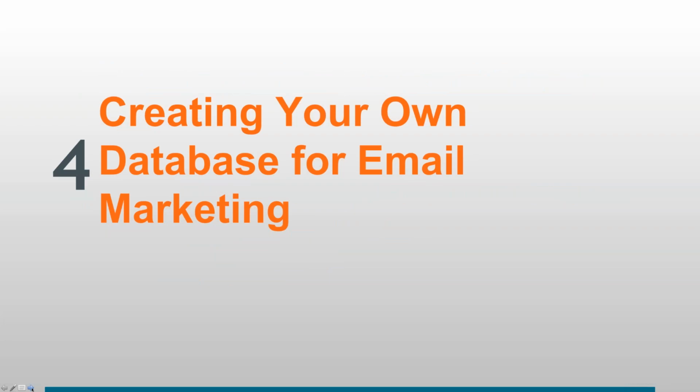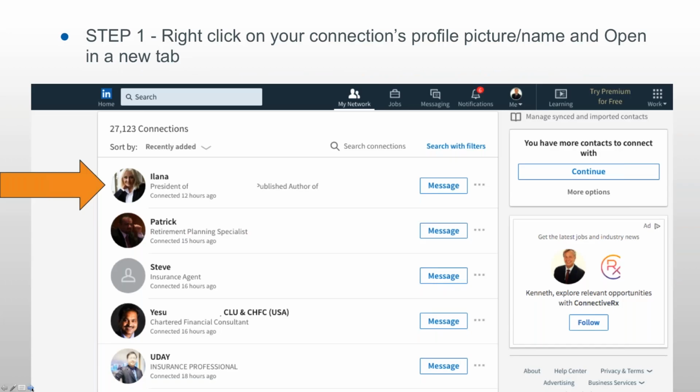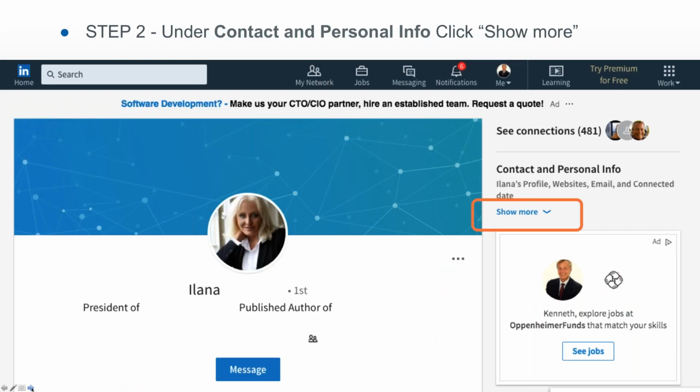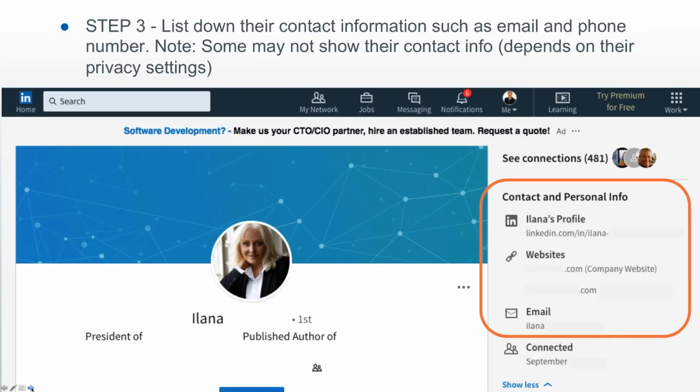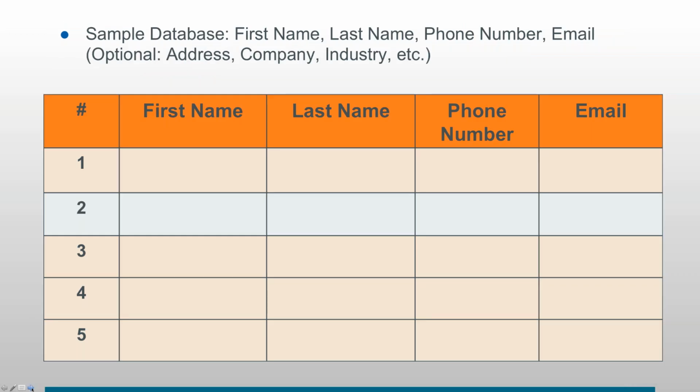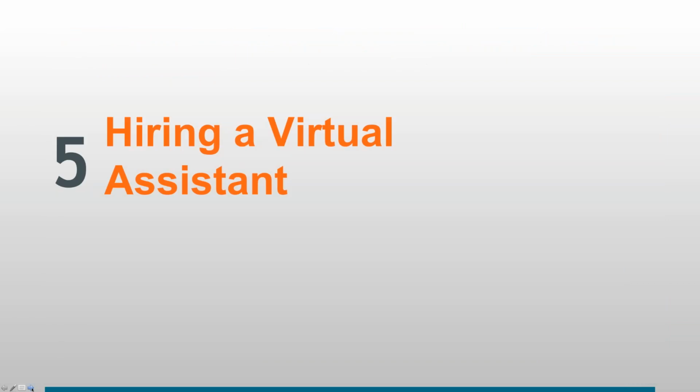Now, you want to create your own database for email marketing. So right-click on your connection's profile name and open up a new tab, and click on Show More, and this is where you're going to get the contact information. I'm going over the same thing I went over before, but this is what you want to do: hire them. Your time is more valuable making sales than doing this.